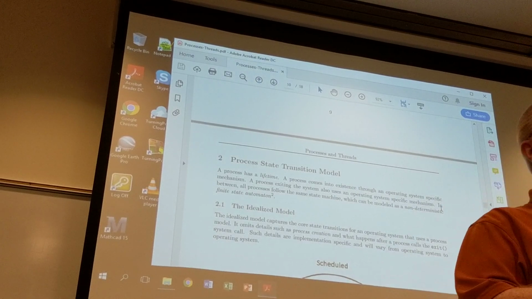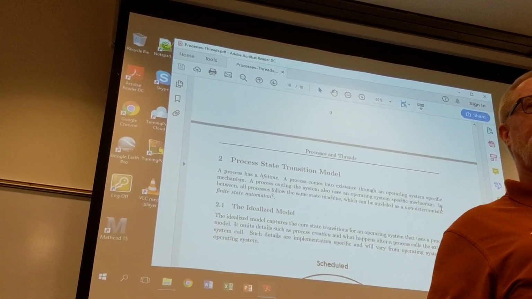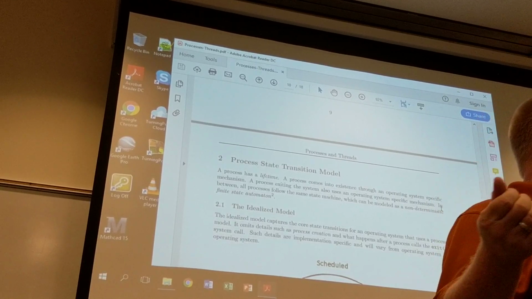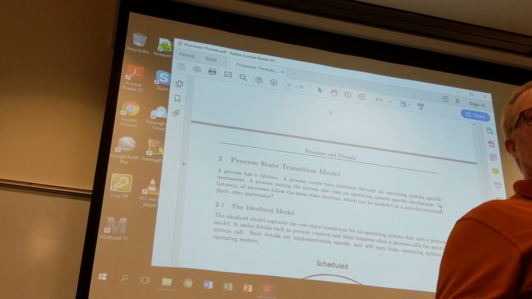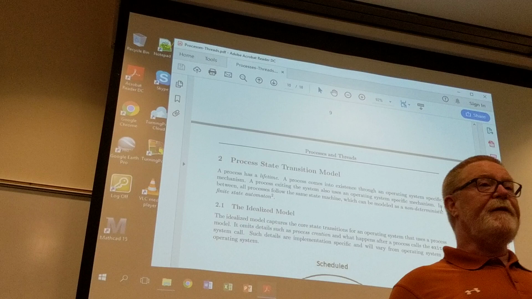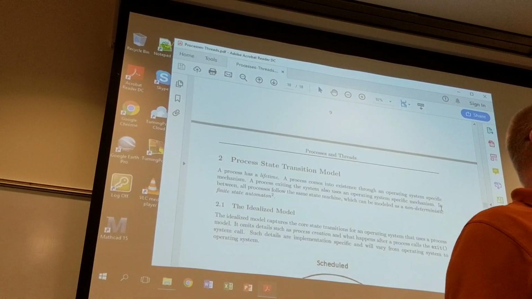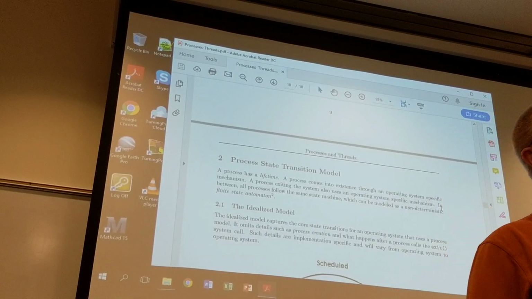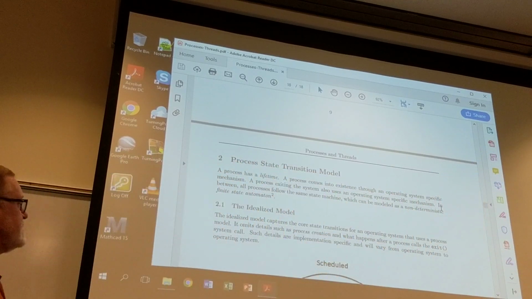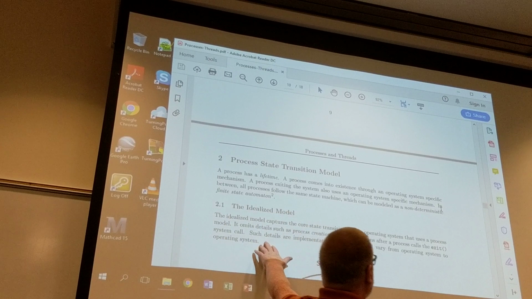Processes, once they exist, they need to go off and do stuff. But because you saw with the scheduler, they're not always in the CPU. When they're in the CPU executing, we'll call that the running state. And there's other states that we go through. And any operating system that uses a process model uses this process state transition, idealized model. Okay?